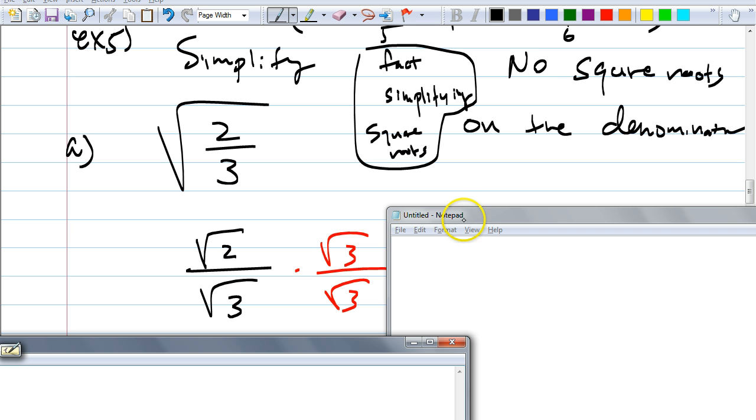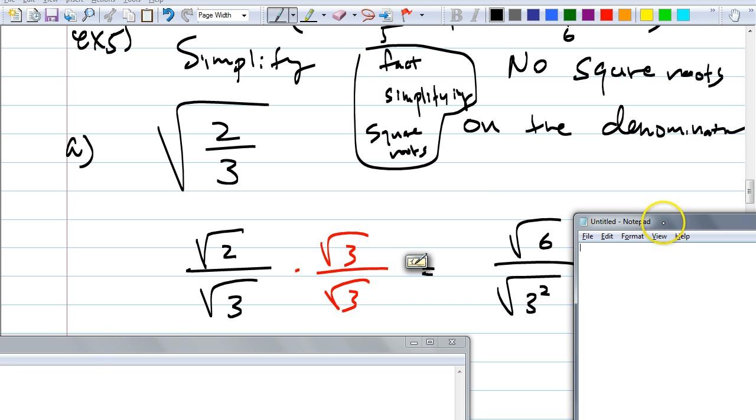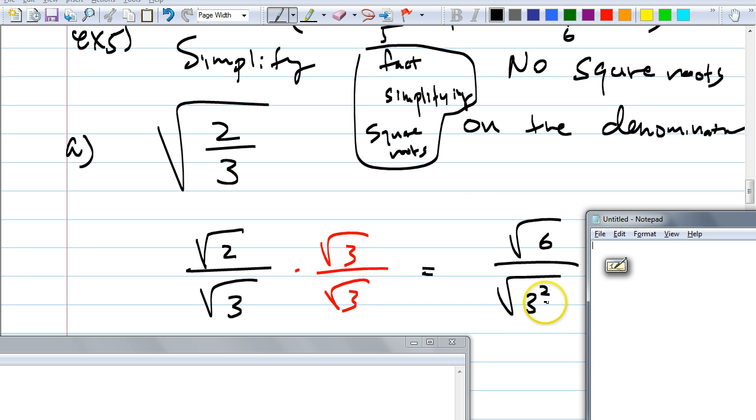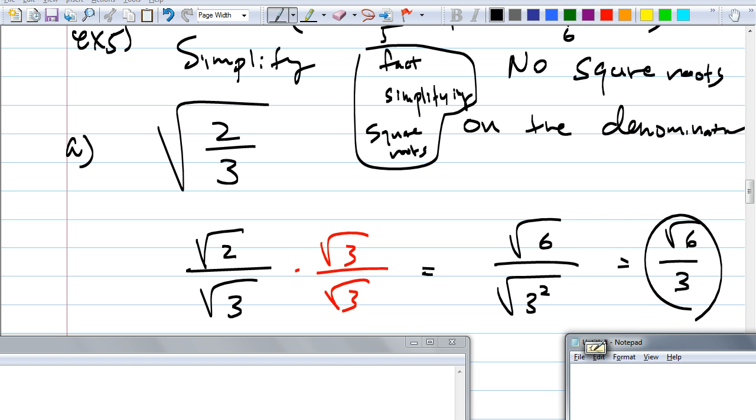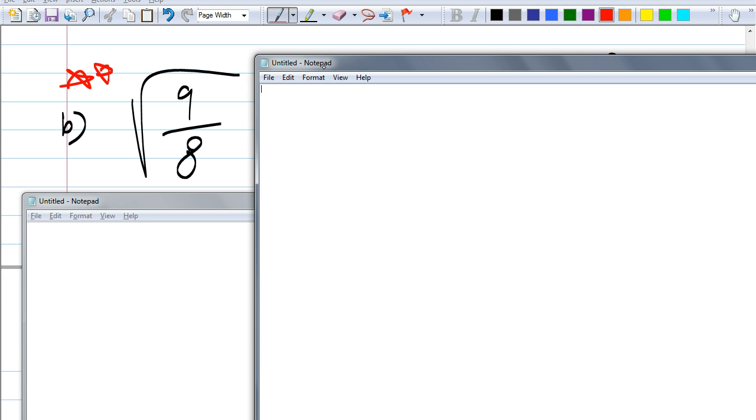So what do we get on the numerator? Square root of 6 over 3, because that's square root of 3 squared. Do you see how we could get rid of the square root? So then the answer is simply square root of 6 over 3. They both have the same value, except now we have simplified it. We don't have our denominator as a square root. Does that make sense? Any question? Okay, explain to your group members. I think some of you are still confused.